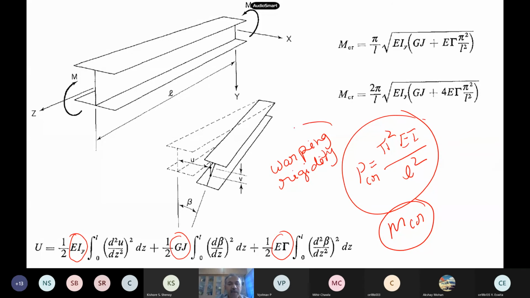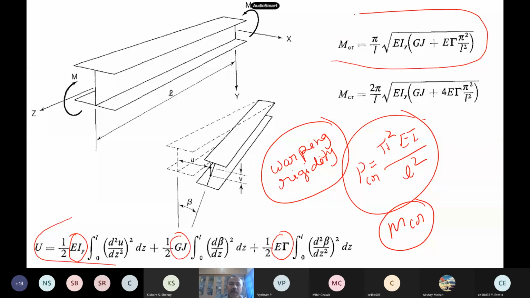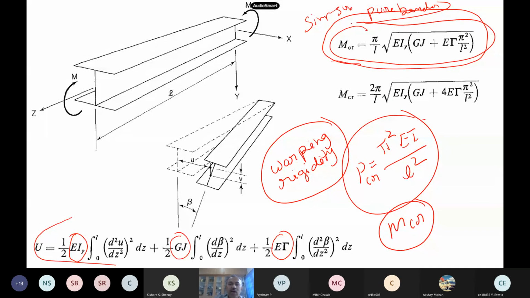So it is a little bit more analytical. We can derive the exact expression based on the strain energy. This is the critical bending moment for an I section, simply supported and subjected to pure bending. This is the bending moment required to cause lateral torsional buckling. So how does the formula look?